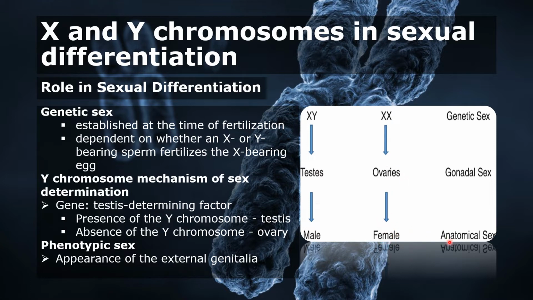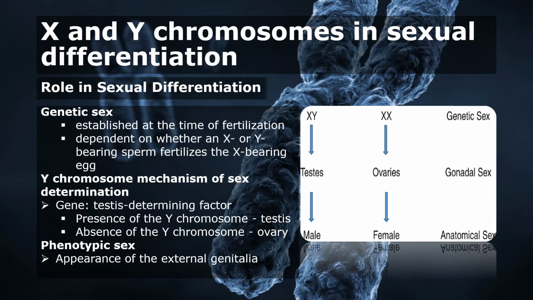So this is what we call the phenotypic sex, or the anatomical sex. It refers actually to the appearance of the external genitalia, and in some disorders might not correspond to the gonadal sex. An example of this disorder is the true hermaphrodites. Okay, it will be discussed in another module.